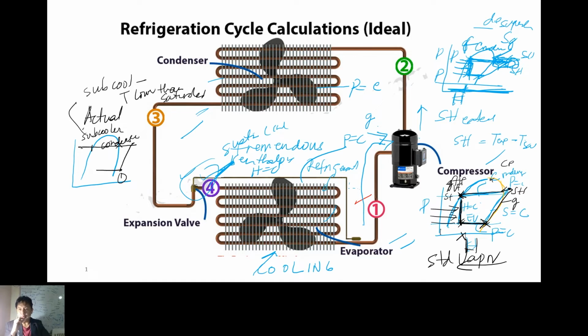Then it goes down, at constant enthalpy. So it can be like that. It can also be like this. It is not constant pressure. It will go down like that, and this is the enthalpy, then it goes like that. So there are many things happening during the actual cycle. We can discuss it later.